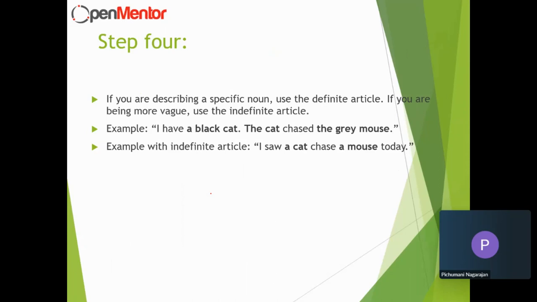Fourth, whenever you are describing your noun, and the noun was already introduced in the previous sentence, we are describing that noun, and in that case, you can use the. For example, "I have a black cat." Now you have introduced the black cat in the first sentence. In the second sentence, you are going to describe what the cat did. So you say "the cat chased the gray mouse". You can also say "I saw a cat chase a mouse today". This is more generic.